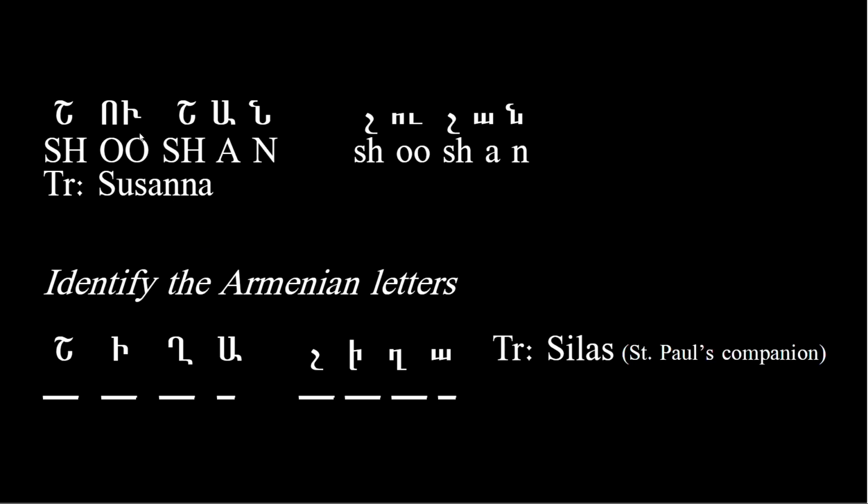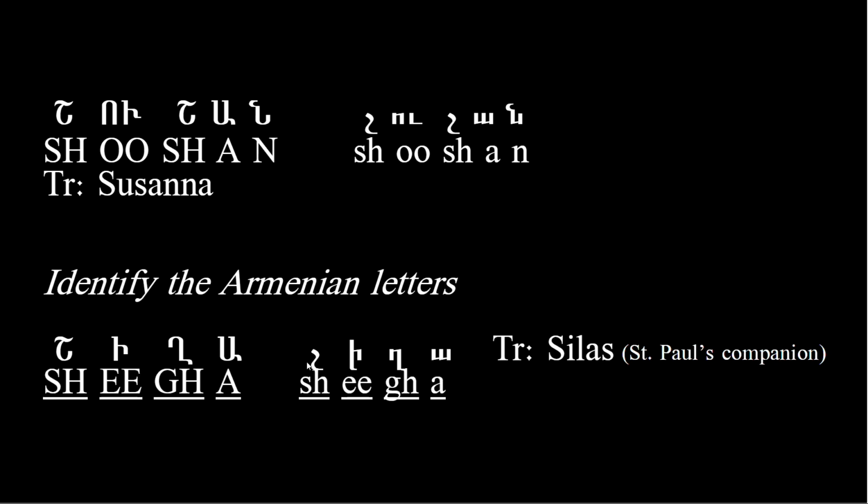So let us proceed. So this letter is the letter K, which gives a K sound. Here we have the name Shushan, which translates to Susanna. So this letter gives a sh sound, which is usually shown in English with an S and an H, or in French with a C and an H. So with that, let us identify the Armenian letters of this following name, which translates to Silas, which is one of St. Paul's companions. So pause the video and I'll show the solution in 3, 2, 1.